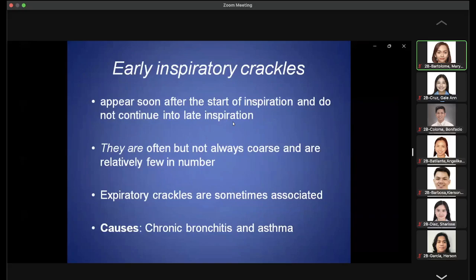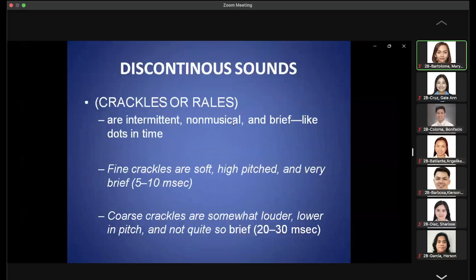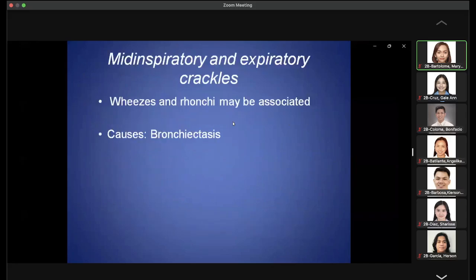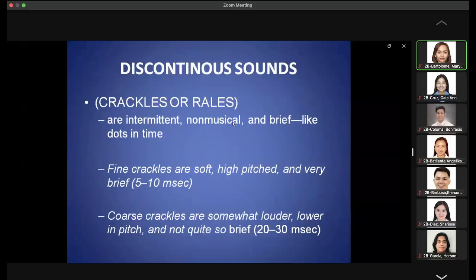For early inspiratory crackles, they appear soon after the start of inspiration and do not continue into late inspiration. They are often but not always coarse and are relatively few in number. So the most common diseases where we can find early inspiratory crackles are chronic bronchitis and asthma, so predominantly obstructive types of diseases. For mid-inspiratory and expiratory crackles, wheezes and rhonchi may be associated, and we can see this in patients with bronchiectasis.